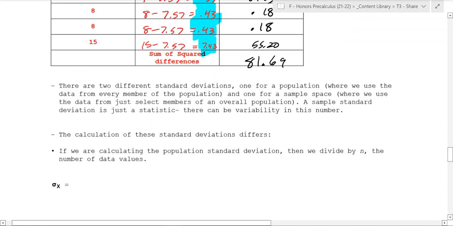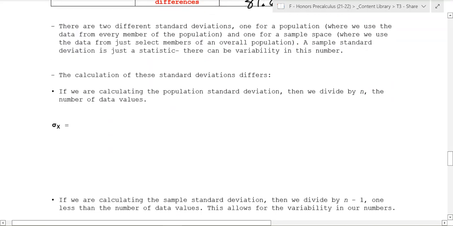81.69. So what do we do with that number? You're going to generate this sigma x, and there are two different types of standard deviations, one for population, where we use the data from every member, and one for a sample. So sometimes you can't get data from the entire population. So how do we do this? It's good to know where it comes from.